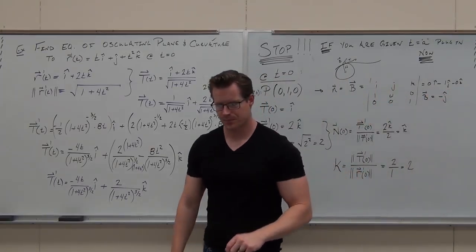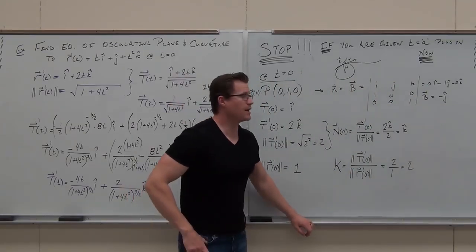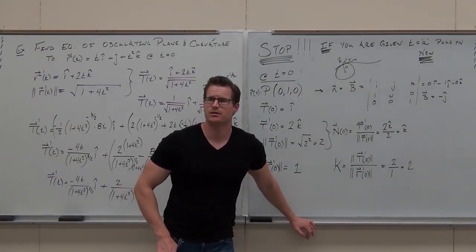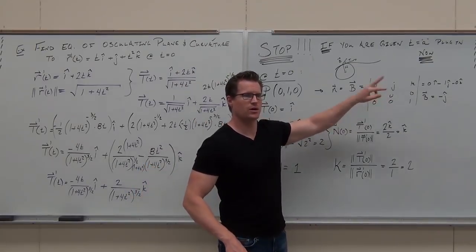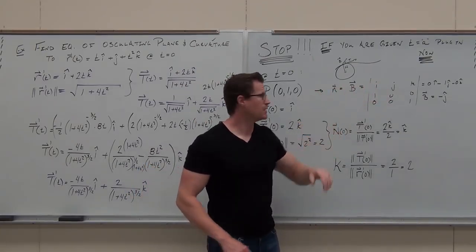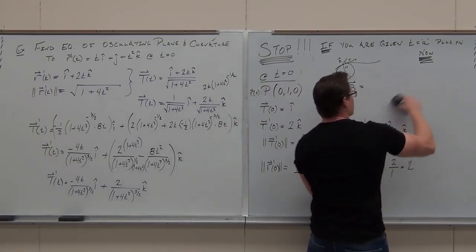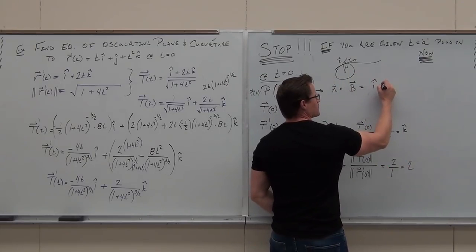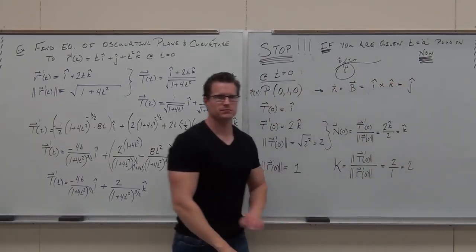Question to you, does it matter? Does it matter if you have negative J or positive J? It doesn't matter. It depends on the order in which you do the cross product. So positive, negative, it doesn't matter. Honestly, I would probably do it this way. So, well, hey, B equals I cross K. We have to get J. We have to get that.